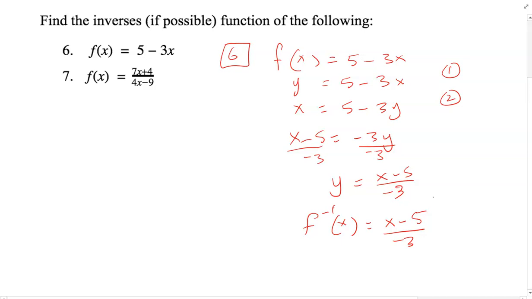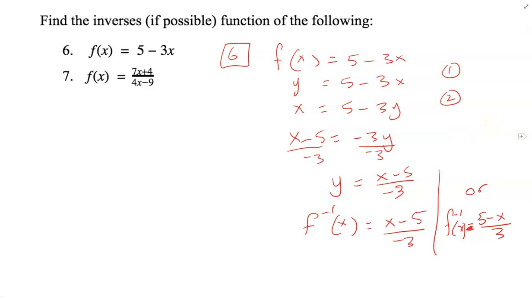Also, if you had done it the other way, where you had just put the y on this side and brought the x across, then alternatively f inverse of x would be the same as 5 minus x over 3. So f inverse of x, let's write this notation correctly, is equal to 5 minus x over 3, if you've done the algebra a little bit differently.